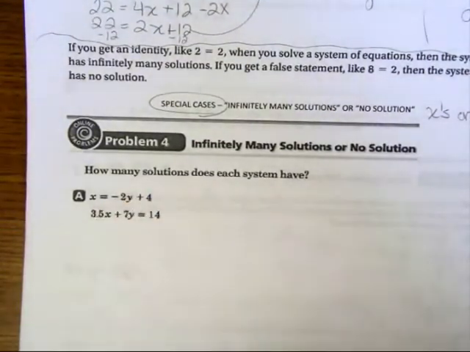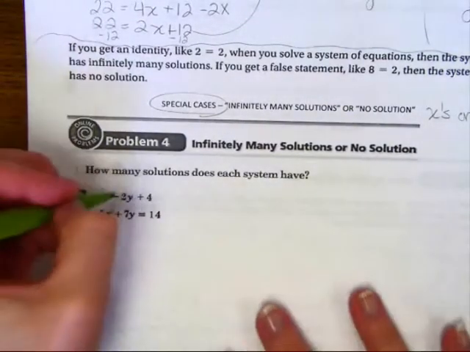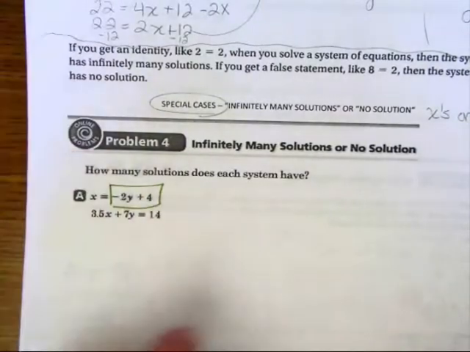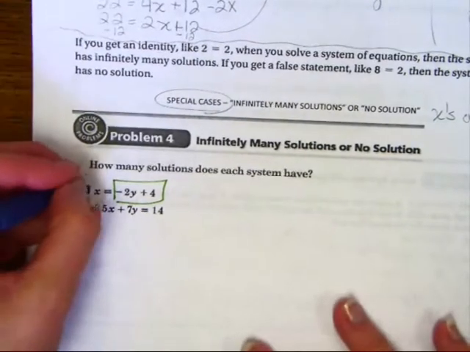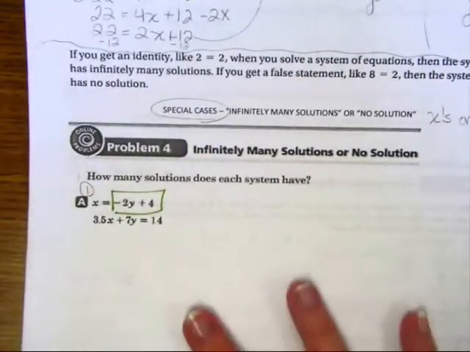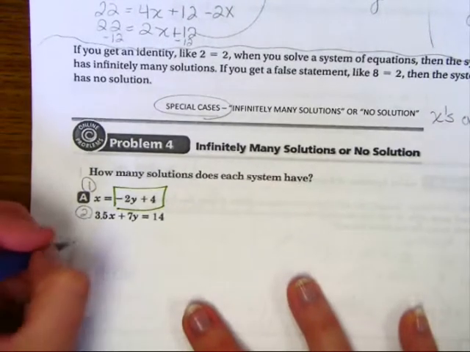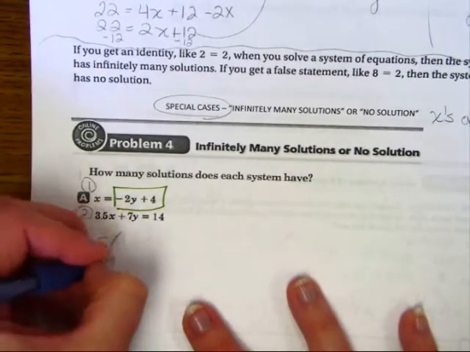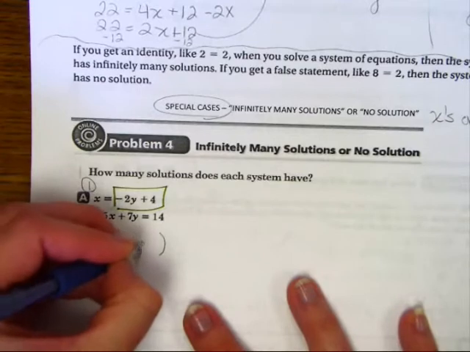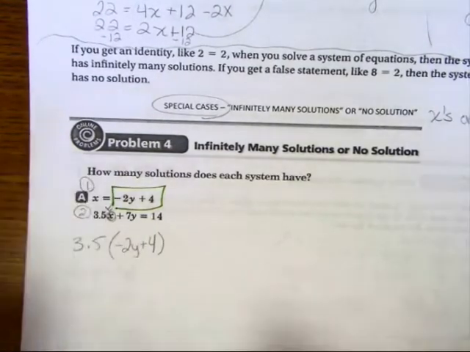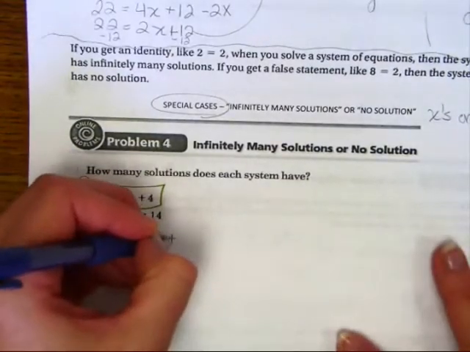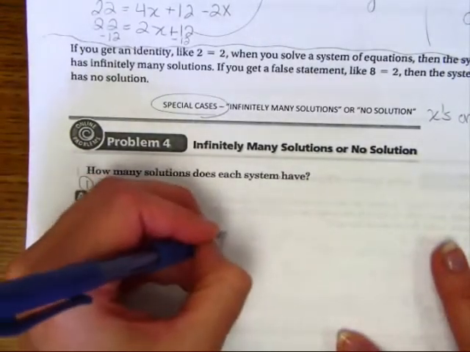Ooh, I like letter A. I'm hoping you guys see right away that letter A is a really nice problem because it is ready for the box, because x is isolated. We like that. So in the second equation, since we're using the first equation for the box, we rewrite it, but we put in the negative 2y plus the 4 in place of the x. Remember, substitution. Plus 7y equals 14.